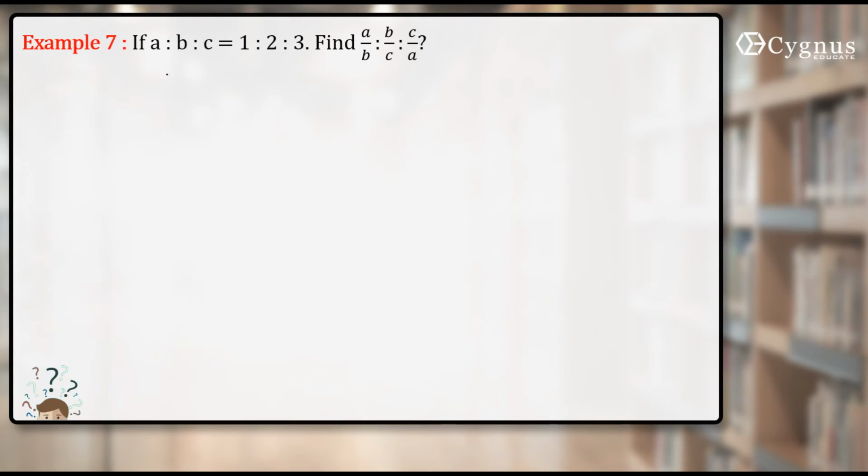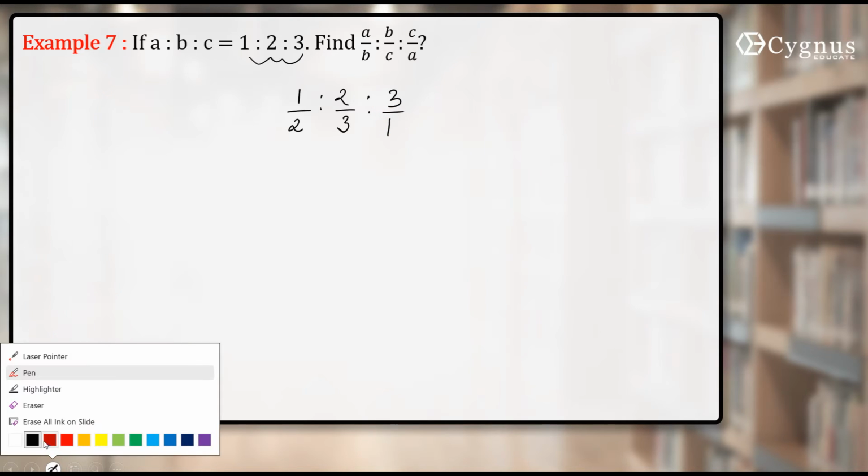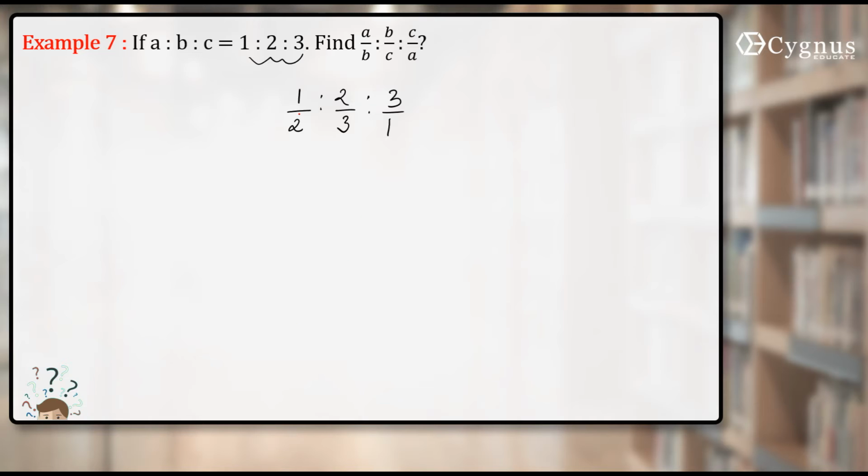Okay. Let's look at another one. Now three ratios are given. A is to B is to C is equal to 1 is to 2 is to 3. Find A by B, B by C, C by A. I can directly put the values here. What is A? 1. What is B? 2. What is B? 2. What is C? 3. The third one would be 3 by 1. Now, these are not in the simplest form. I need to convert them in terms of what? Integers.